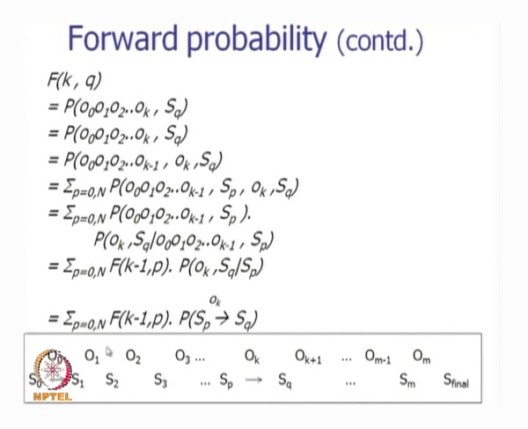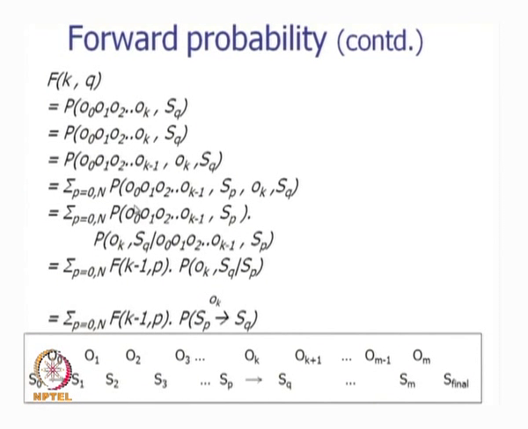As is shown in the output and state sequence, the transitions are state to state with a particular output symbol shown on top of the arrow. So, we see that this O k S q is there in the expression, and then we introduced S p, and this is marginalization, p going from 0 to n, and the sum is also introduced. Now, we have this pattern here: S p, O k, S q. This is the pattern which exists in the observation sequence and state sequence.